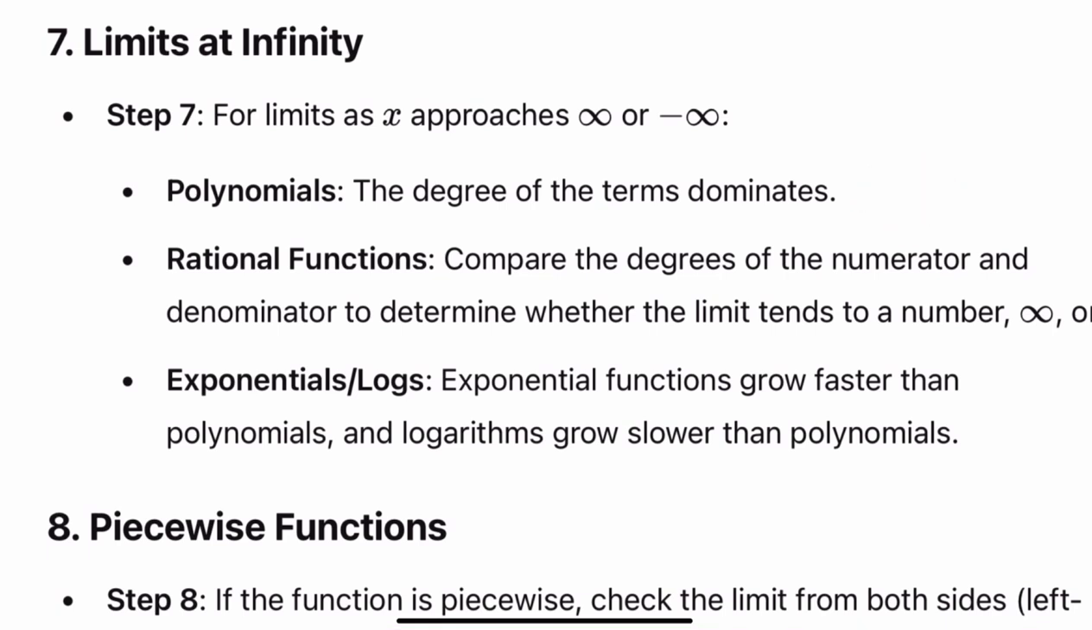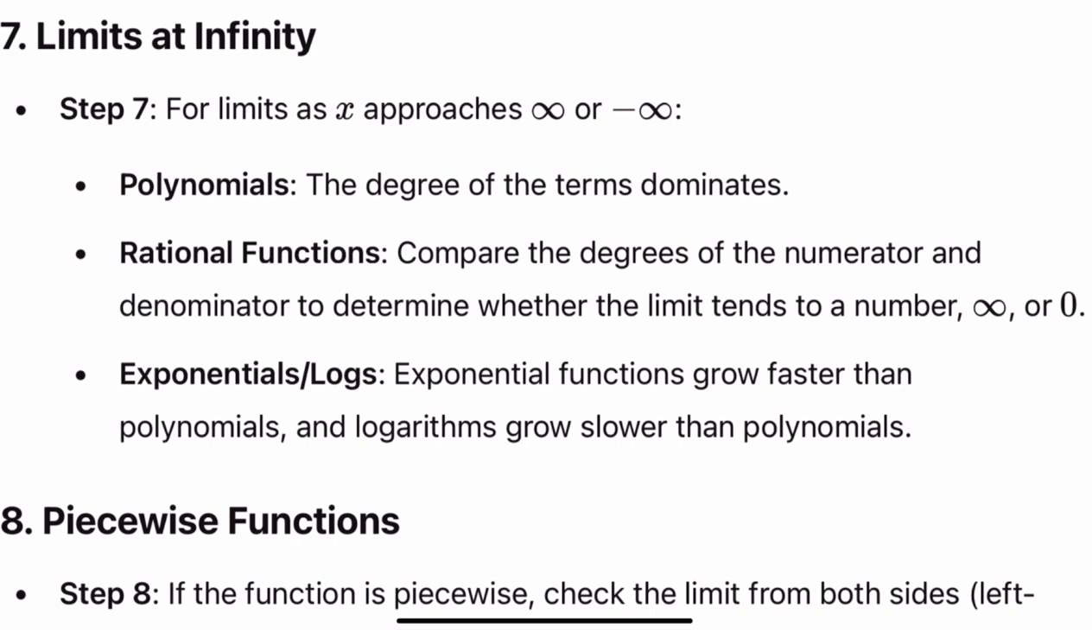To find the limit of rational functions as x approaches plus or minus infinity, we compare the degrees of the polynomials in the numerator and denominator. What do we mean by this? So we have three cases. The first case is if the degree of the numerator is less than the degree of the denominator.